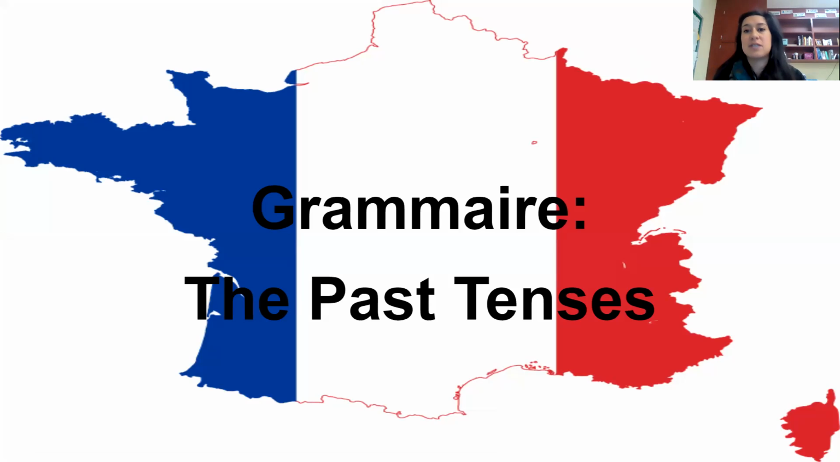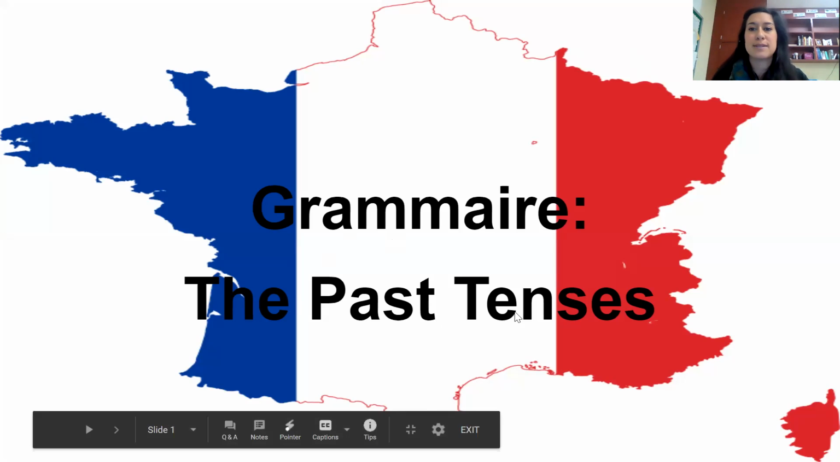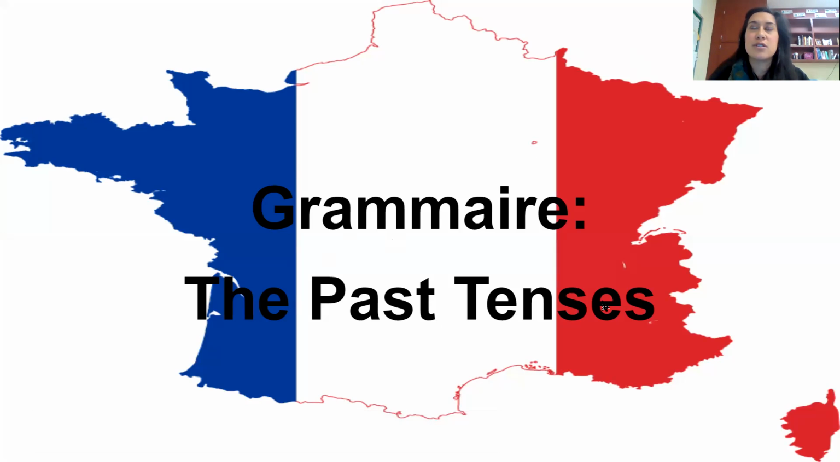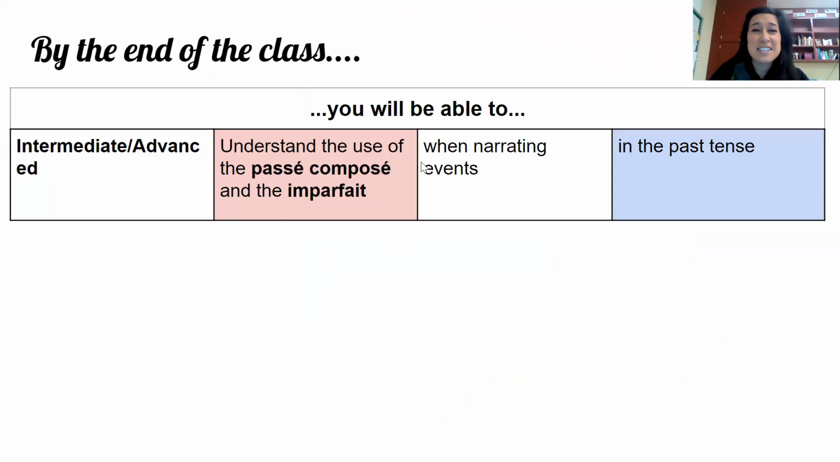So today's lesson, we're going to zero in and focus a little bit more on this topic of the past tenses. Now you have learned two past tenses, and by the end of the class, you'll be able to understand how to use the passé composé, which you learned in French 2. But it's complex, so we're going to continue to learn it all the way through French 2, French 3.